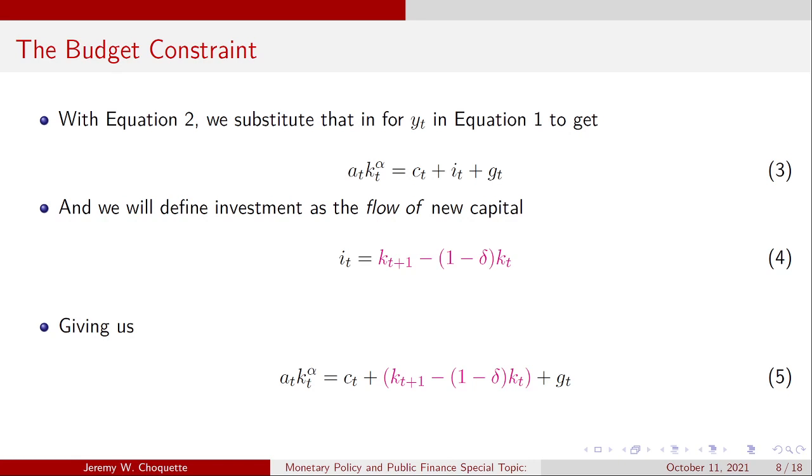Once they've covered that, they can buy new stuff, right? But they got to replace the broken old stuff first. So now what we've got is this A times K to the alpha equals C plus everything in pink, right? That's investment plus GT.